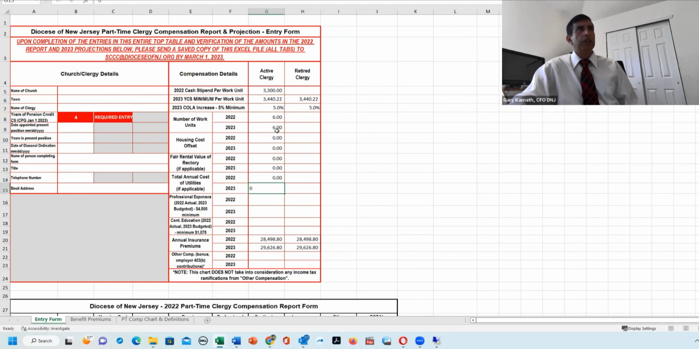Same thing with utilities. Professional expenses, we do have the 4,500 that we went for full time. So since it's half time, I'll put in 2250. The 400 last year, 500.